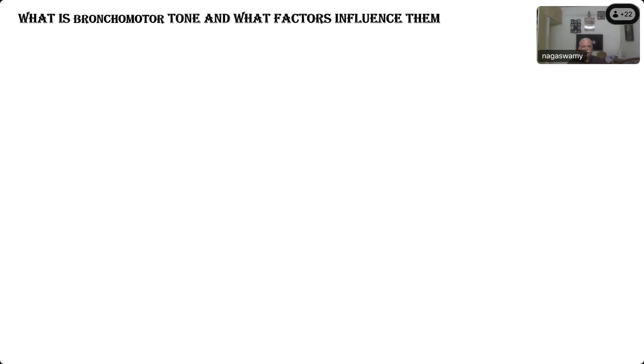Then another important thing we have to know is about the bronchomotor tone. The answers we saw earlier were mainly about the control of respiration: how the normal mechanism of control occurs, both through chemoreflexes as well as neuronal control, and what the irritant reflexes and pain reflex are and their communication. That much of an answer is enough for the physiology of control of respiration.